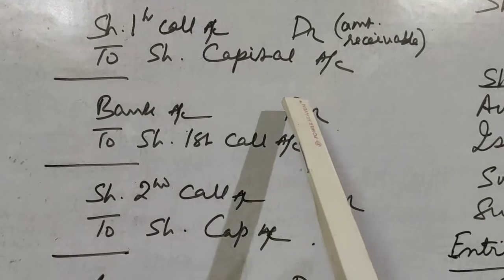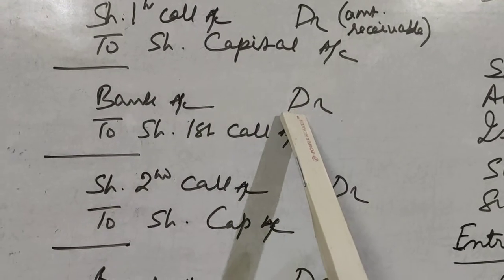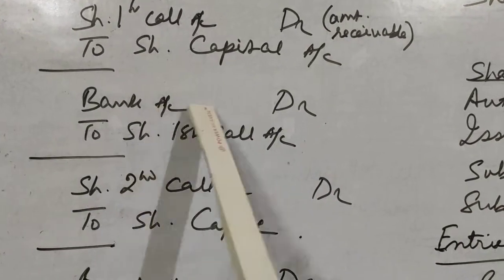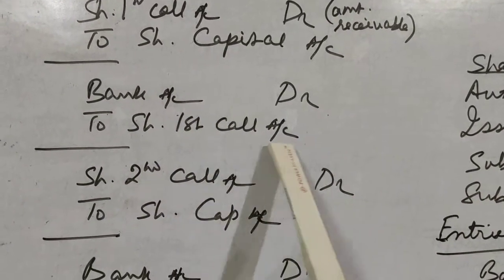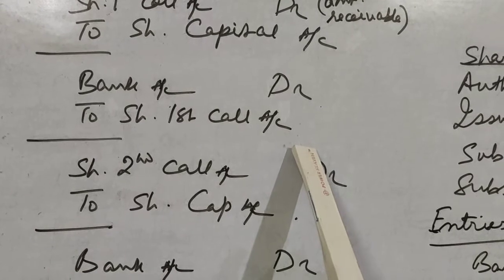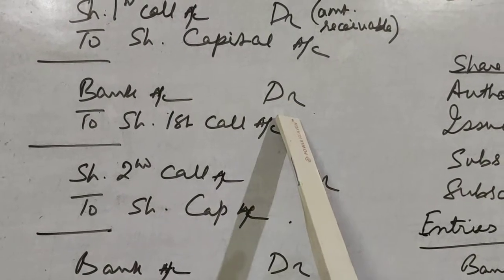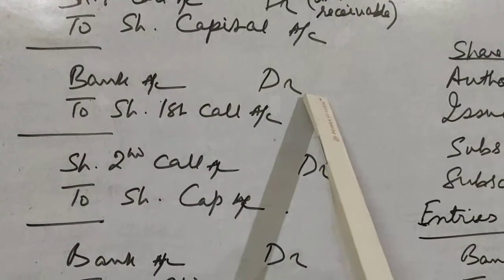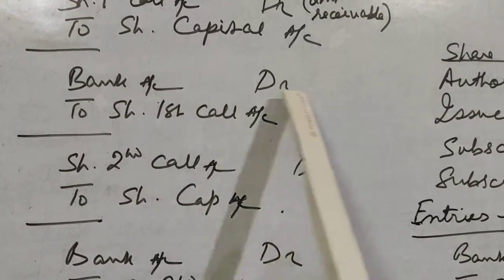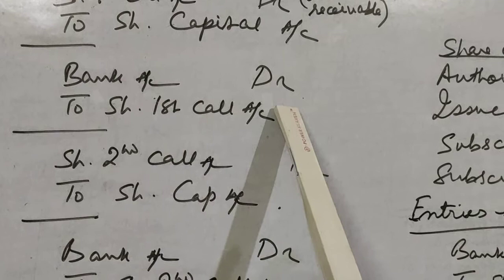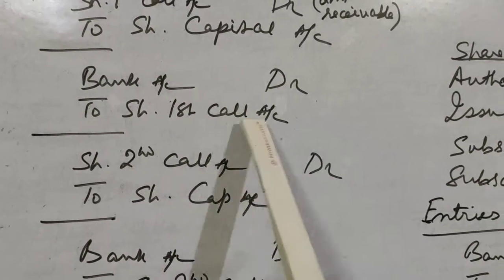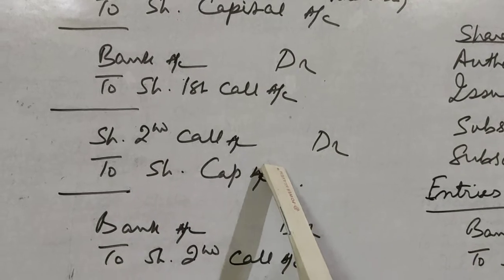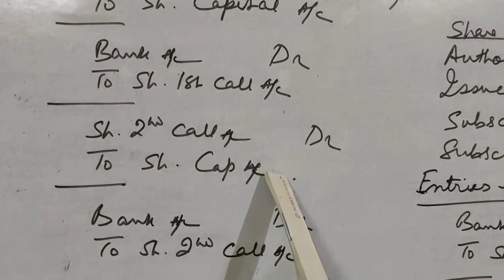Then again letters will be sent to the shareholders asking for the first call money, and when they pay, the entry will be bank account debit to share first call, again with the actual amount received. Again in this case also, if some shareholders do not pay, then bank account debit with the actual amount received. Calls in arrears account will be debited with the money not received to share first call account. Then again the board of directors will ask for the second call money.